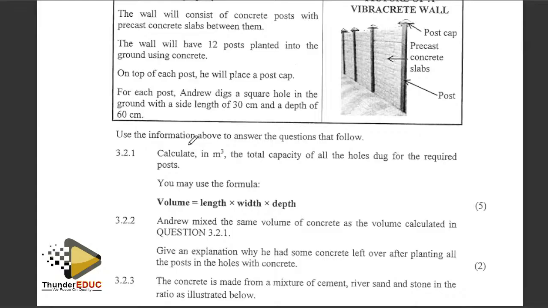They are asking us, use the information above to answer the questions that follow. They want us to calculate in meters cubed the total capacity of all the holes dug for the required posts. Now remember, volume equals, but then they want it in meters cubed. The measurements we have are in centimeters. All right, what we're going to do is to first change them to meters. So 30, we divide by 100, comes 0.3. These are meters. Then the 60 also is divided by 100 and becomes 0.6 meters.